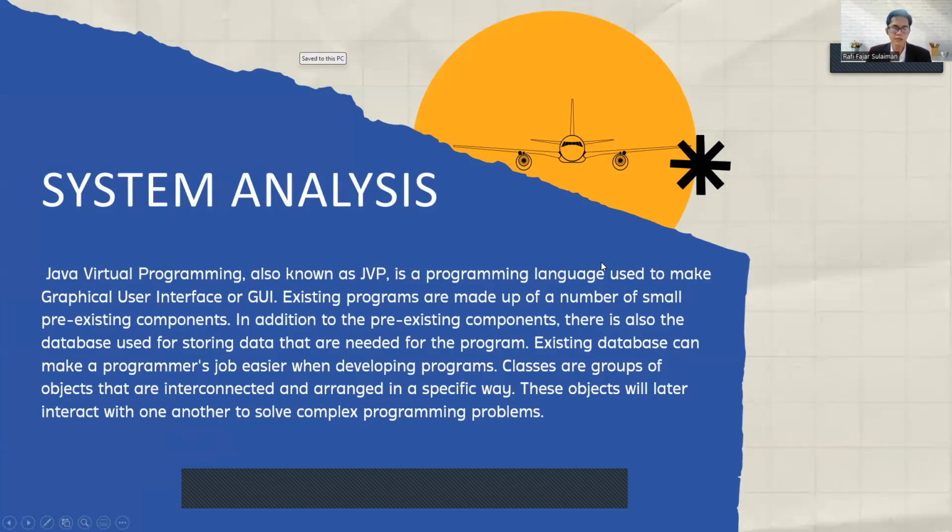System analysis. Java Virtual Programming, also known as JVP, is a programming language used to make graphical user interface or GUI. Existing programs are made up of a number of small pre-existing components. In addition to the pre-existing components, there is also the database used for storing data that are needed for the program. Existing database can make a program's job easier when developing programs. Classes are groups of objects that are interconnected and arranged in a specific way. These objects will later interact with one another to solve complex programming problems.